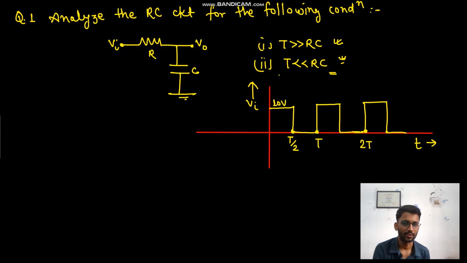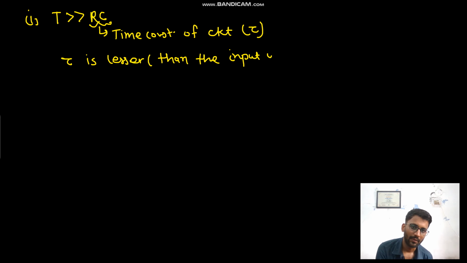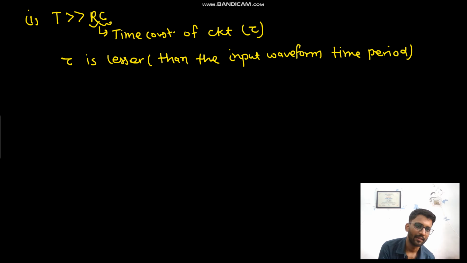So let us draw the output waveform first. What is the first condition? We will draw the output waveform for the first condition now. T is much greater than RC. So this RC is the time constant of the circuit. Tau is lesser than the time period of the input waveform, right?